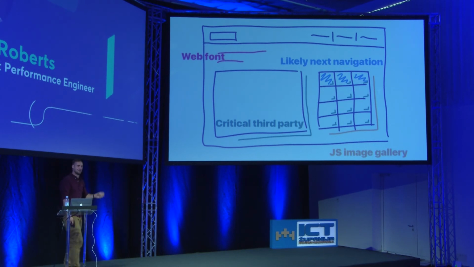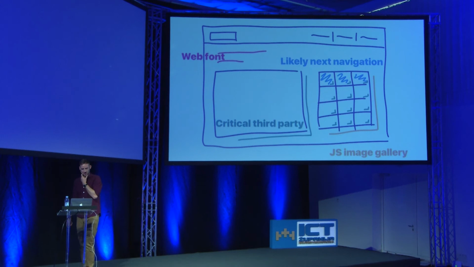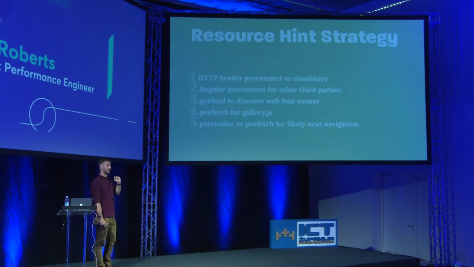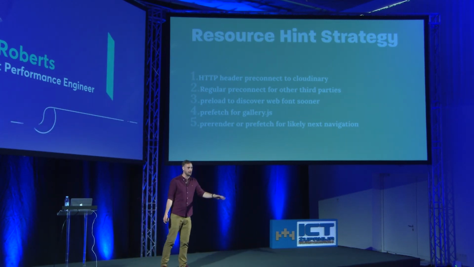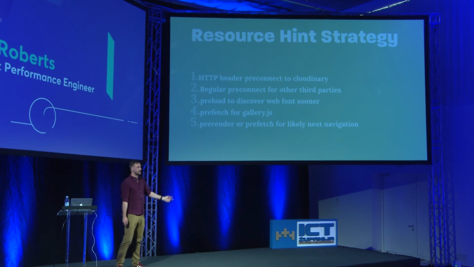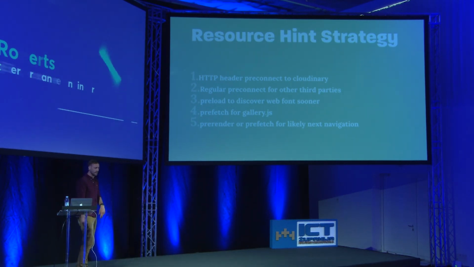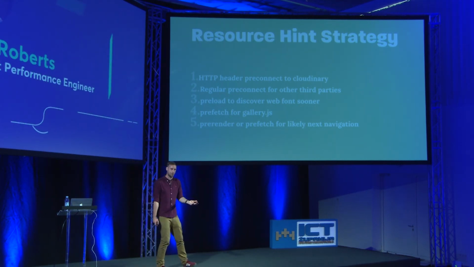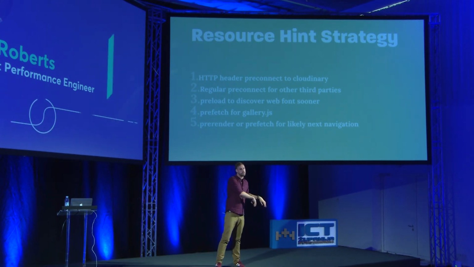Taking a page like this, looking at all the potential journeys and all the different assets and third parties we might go to, have an HTTP header to pre-connect to your image service. If it's Cloudinary or ImageX or wherever you're hosting your images, it could be an S3 bucket. Regular pre-connects for other third parties, such as Google Analytics, et cetera. Let's have a preload to discover web fonts. Prefetch gallery.js. So if we're on the first page, download the gallery page next.